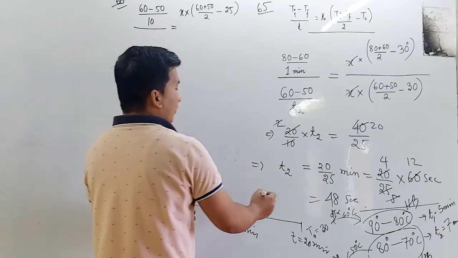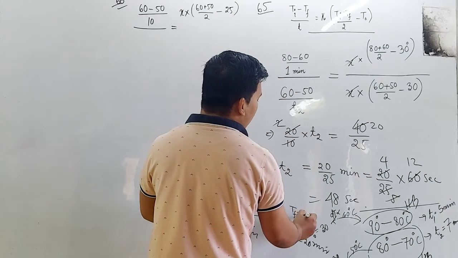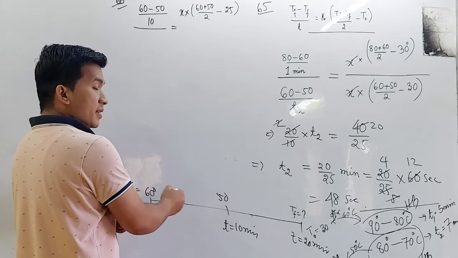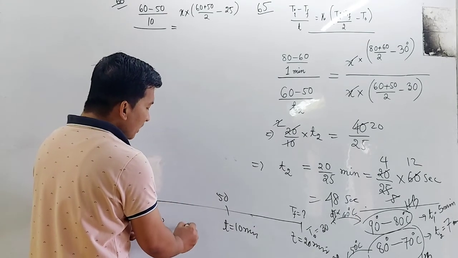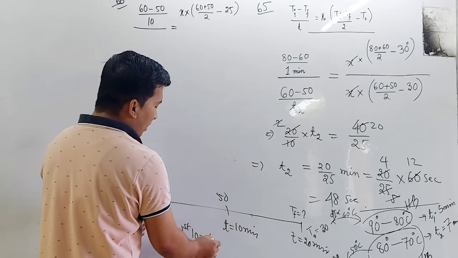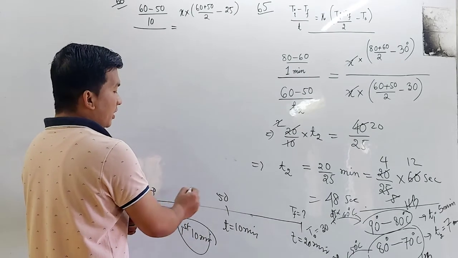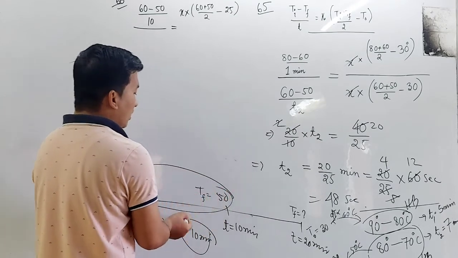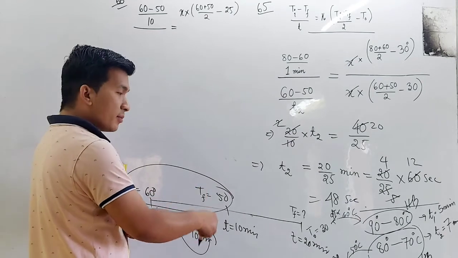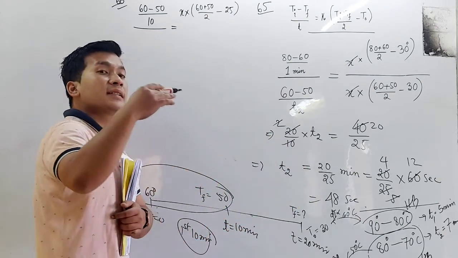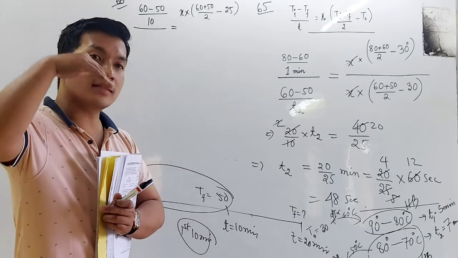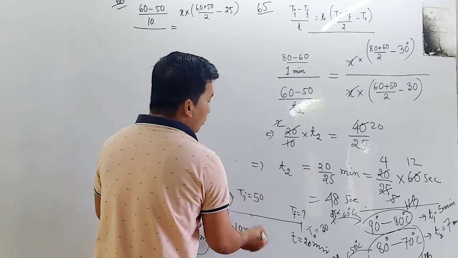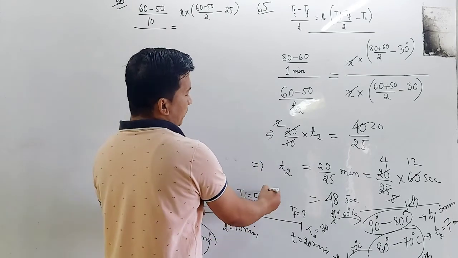Here, what will be the temperature of the final? This is the T initial for case number 1. For the first 10 minutes, we have to consider 60 degrees to be the initial and the final to be 50 degrees. This is for case number 1. For case number 2, for the next 10-minute duration, we have to consider the initial temperature to start from 50 degrees Celsius.